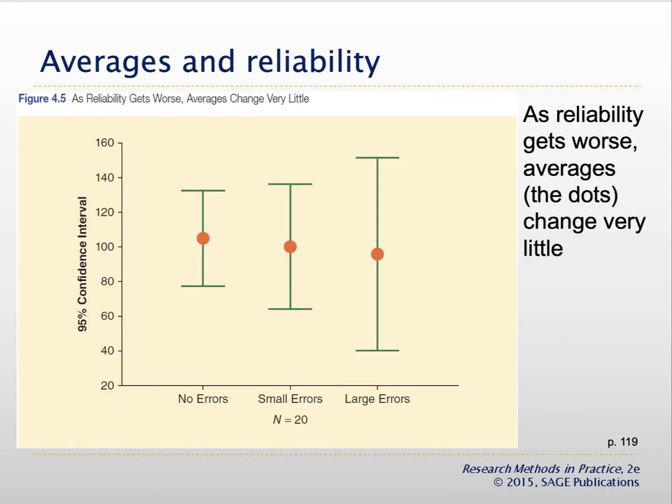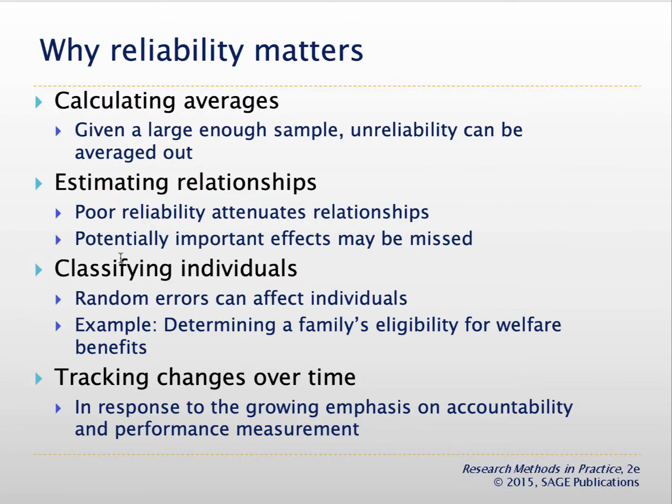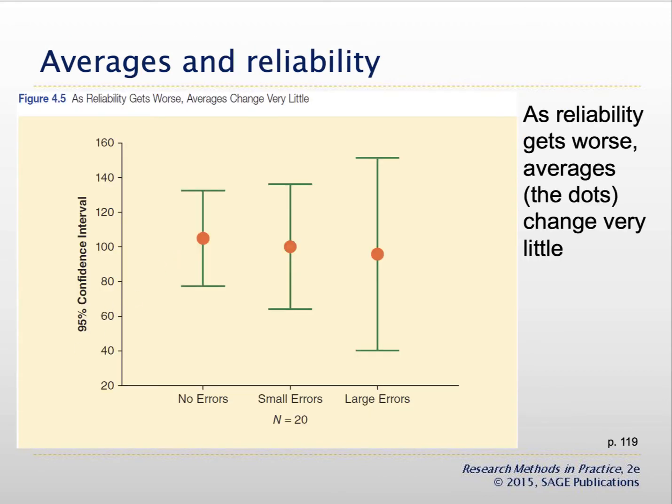So here's a figure showing that. This is your confidence interval, one measure of error, and more data averages to 0. But there are other problems. First of all, estimating relationships.